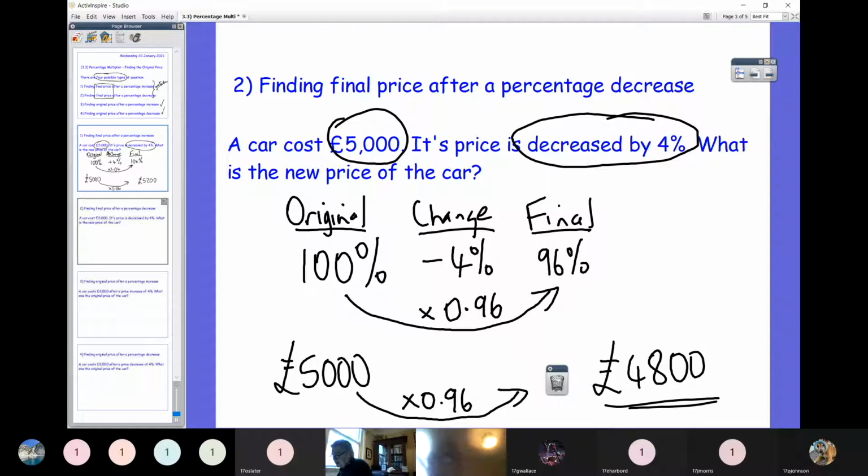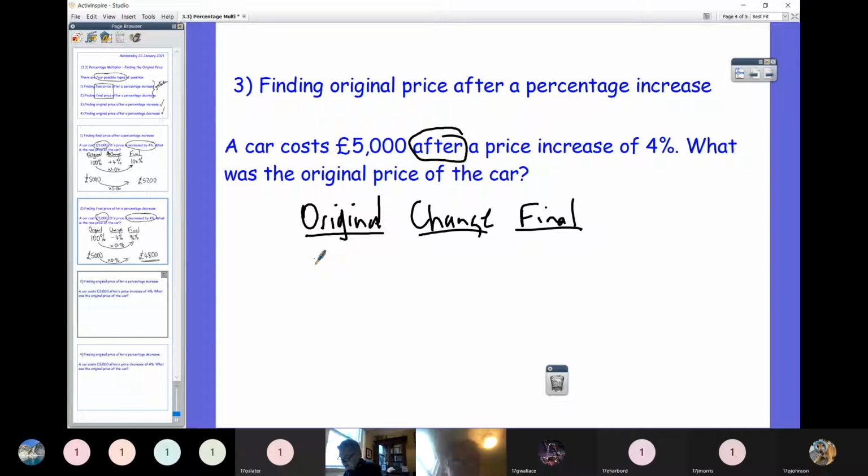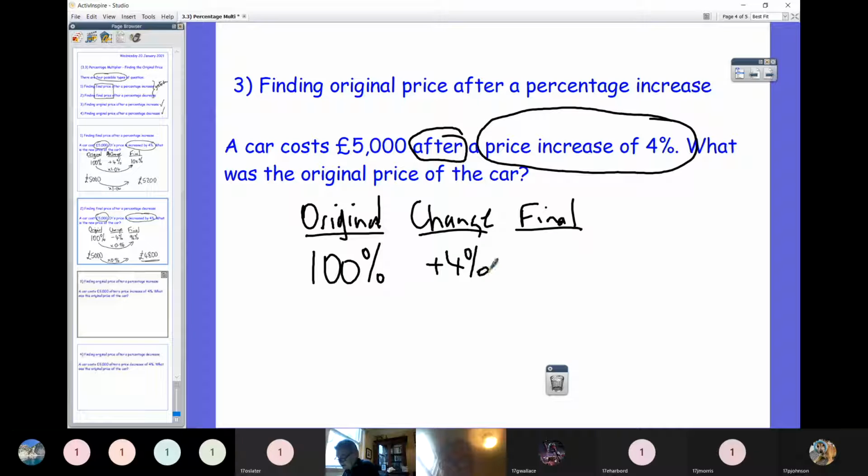Now, today's questions are going to be like number 3. A car costs £5,000 after a price increase. You start off the same way as per normal. Have an original column, a change column, and a final column. And as always, it's 100 in the first column. We're talking about a price increase, so that's plus 4%, so that's 104%. Nothing new here. That's a multiplier left to right of 1.04.